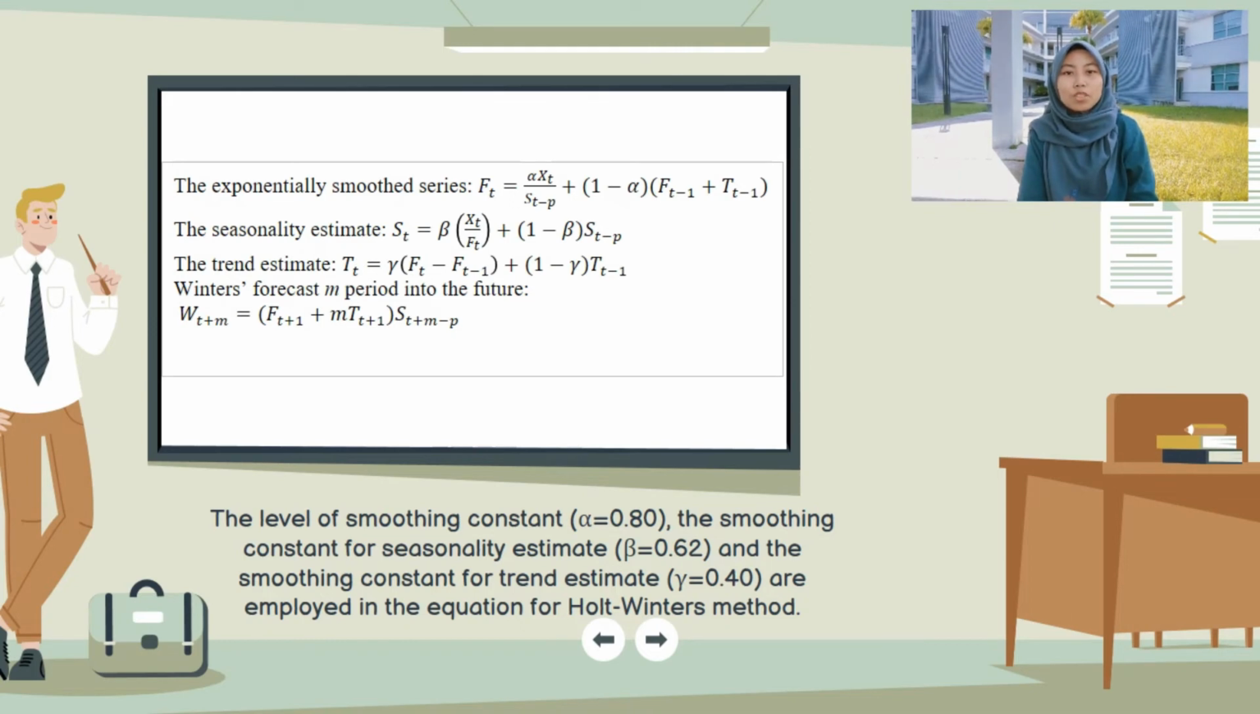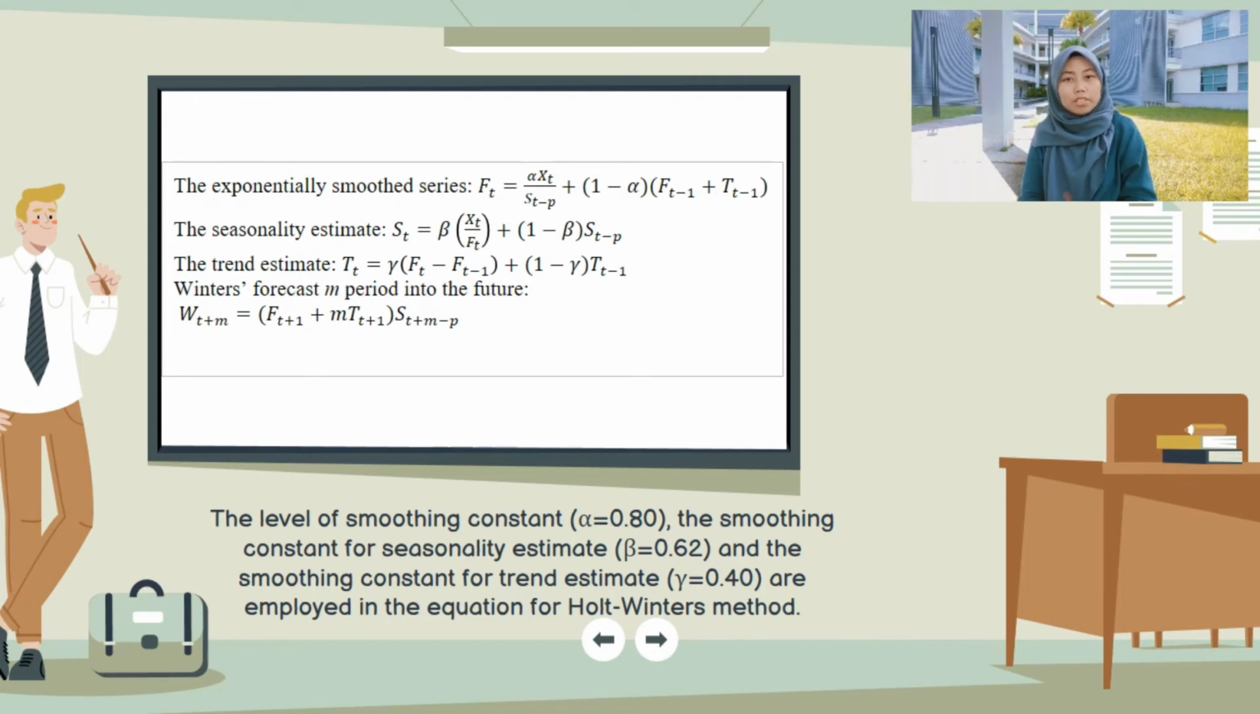The smoothing constant for the level, alpha, is 0.8, the smoothing constant for the seasonal estimate, beta, is 0.62, and the smoothing constant for the trend estimate, gamma, is 0.4. These are employed in the equations for the Holt-Winters method. We utilize the formula shown to compute the exponentially smoothed series. Meanwhile, the formula we have stated was used to calculate the trend estimate, and we also use it to calculate the seasonal value. The formula shown there was employed to compute the Holt-Winters forecast value.